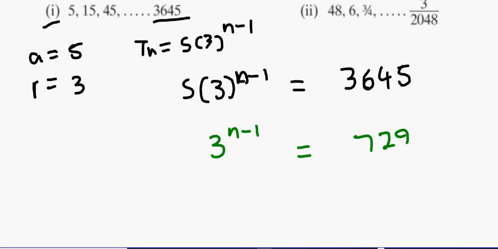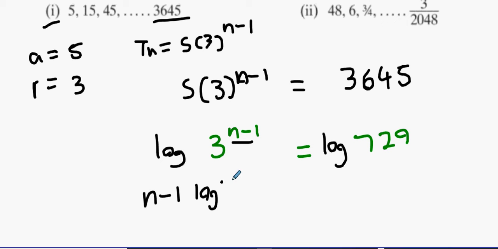Any log of your choosing. Could be ln, could be log base 10. Doesn't matter. I'm using log 10. What happens to the power? I've made a mistake. Anybody care to tell me what the mistake is? The n minus 1 should be in brackets. Okay?